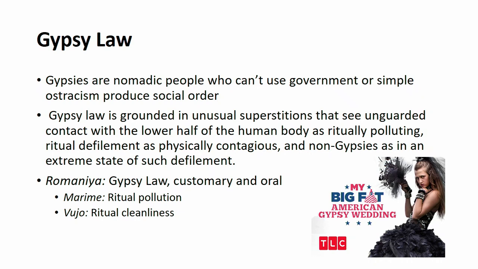Yeah, so gypsies are nomadic people. They can't use the government or even simple ostracism to produce social order. They have to figure out their own methods of doing so. Fringe societies and groups tend to not be able to rely on government, so you can't rely on the law. So what they tend to do is have their own code, and they enforce it themselves. The typical method is ostracism: if someone is a bad person and keeps breaking the rules, you don't talk to them, you don't let them be part of your group, and if it's bad enough, you even kick them out and say they're never allowed to come back.